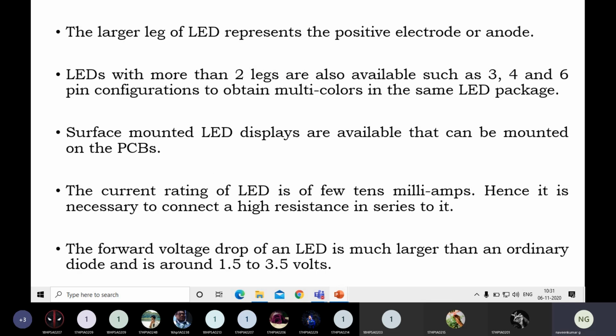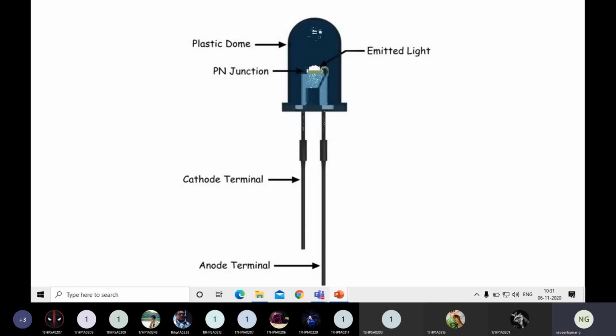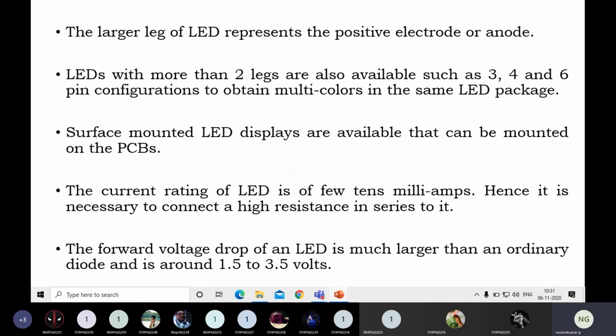So the larger leg of the LED represents the positive electrode or anode, you're observing. Next, LEDs with more than two legs are also available, such as 3 leg, 4 leg, 6 leg type of pin configurations. So this is to obtain multicolors in the same LED package.